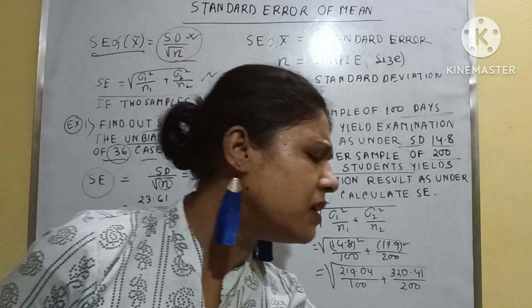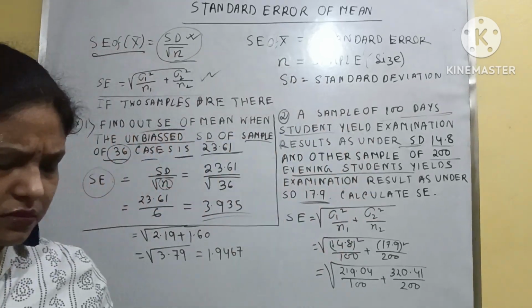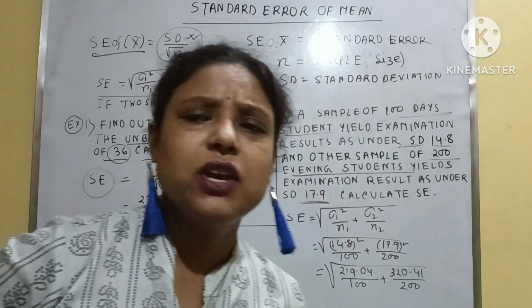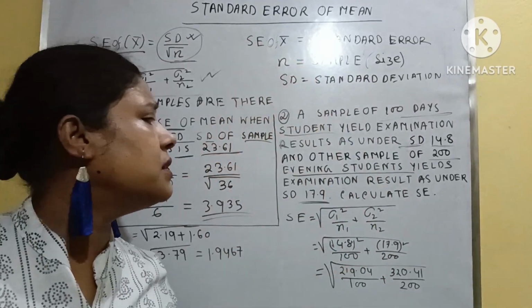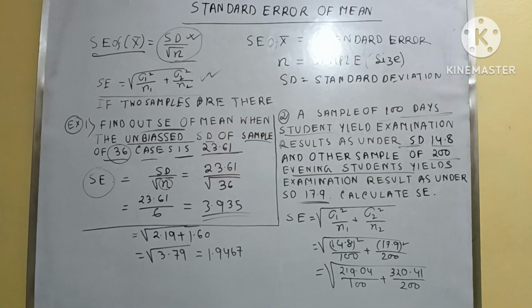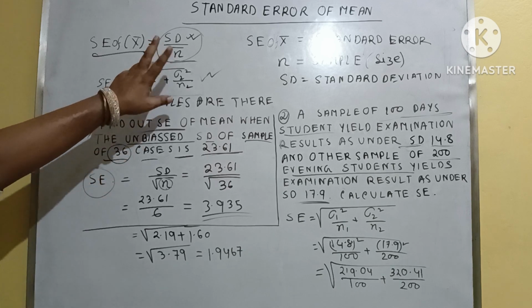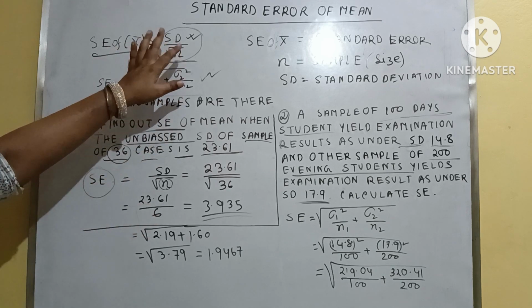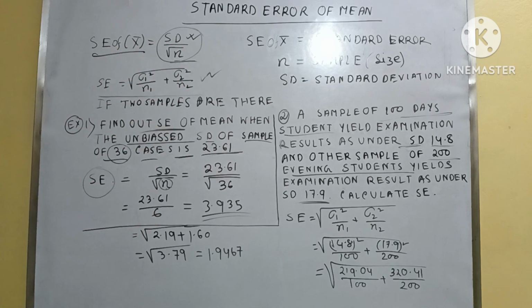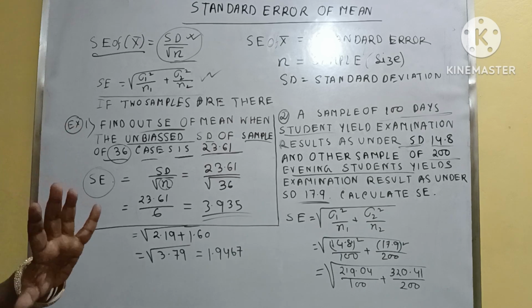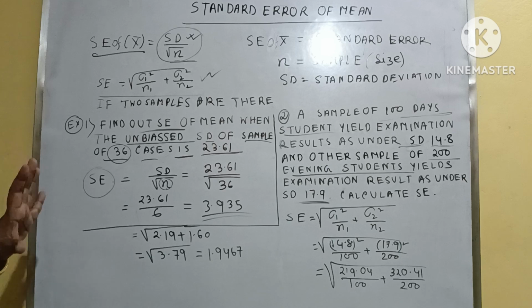This is very easy sum, because you can easily calculate the standard error of mean by putting the values in these formulas. Okay, so I think you have properly understood.